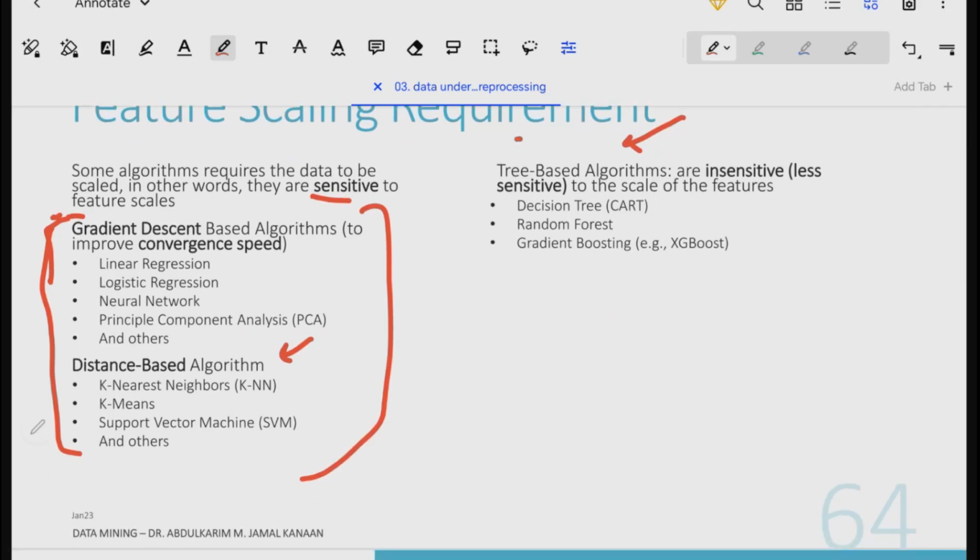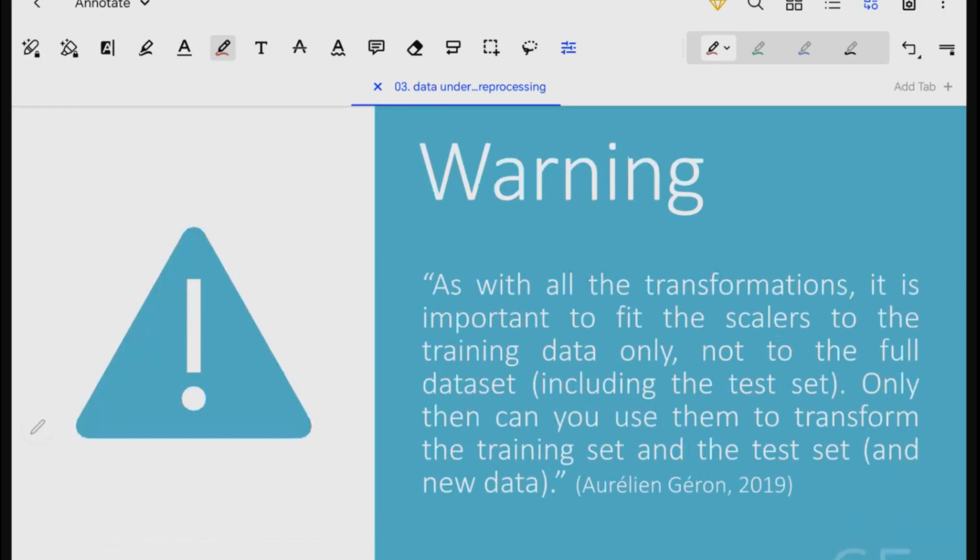Let's say you are using a tree-based algorithm and anyway you would like to try it, then see whether the results have increased or not. But simply, as a rule of thumb, these algorithms are insensitive toward the scales.